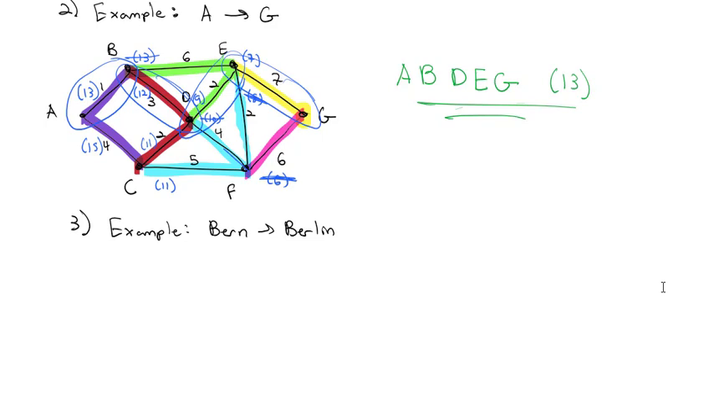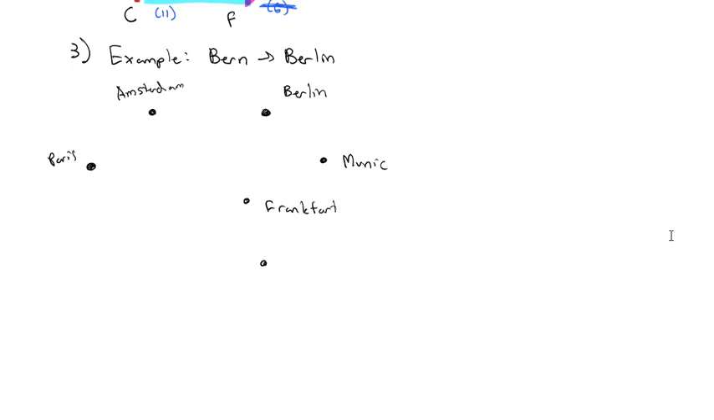And if you can excuse the poor geography here, let's say we've got Paris over here, Amsterdam up here, Berlin is over here, we've got Munich, we've got Frankfurt, we've got Bern, and we've got Lyon.